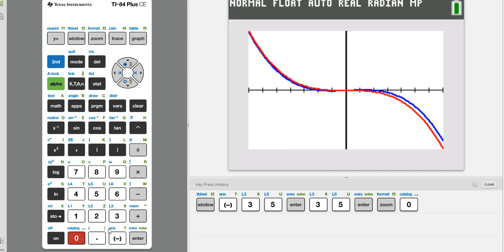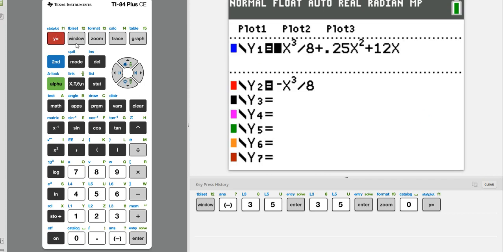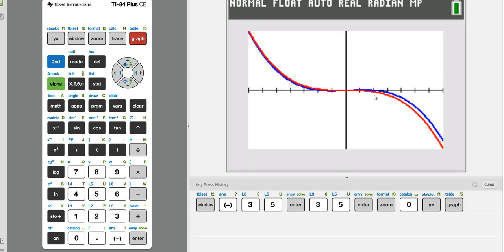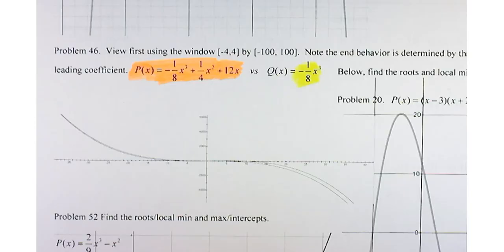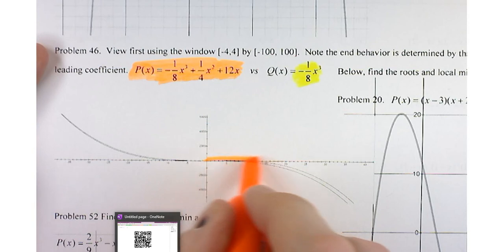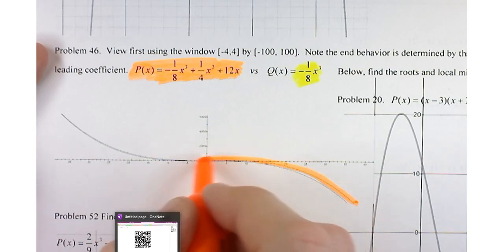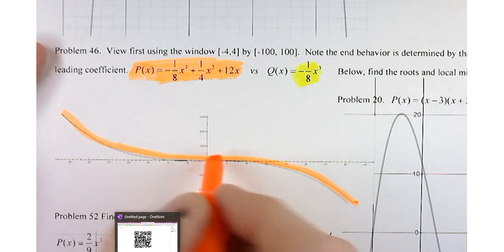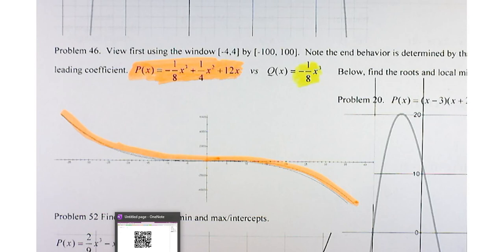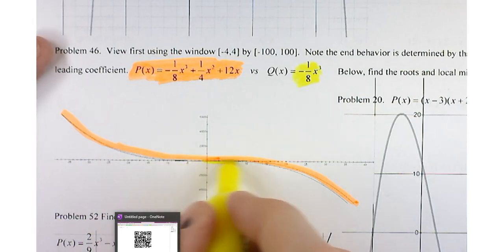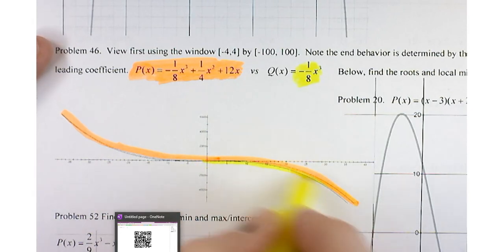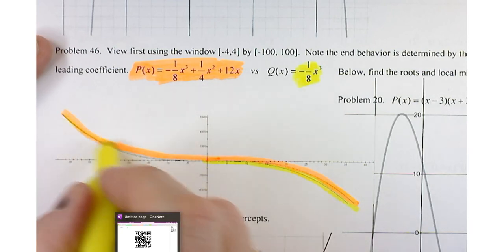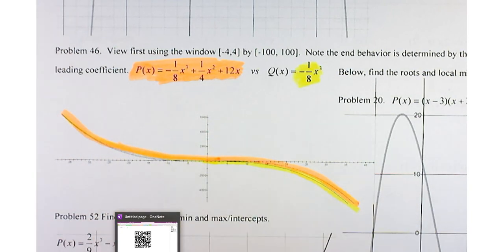Now, for those of you with a nice color graphing calculator, you can see that the blue graph to the right of the x-axis is the taller one. So I'll do that one in orange on my handout. So that's the taller one. And to the left of the y-axis, these two graphs look pretty much the same. To the right of the y-axis, you can see a little bit of a difference there, but not much.